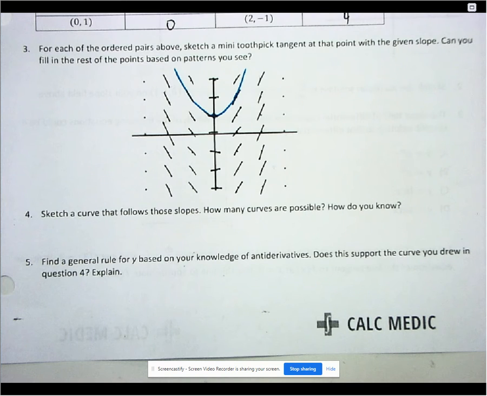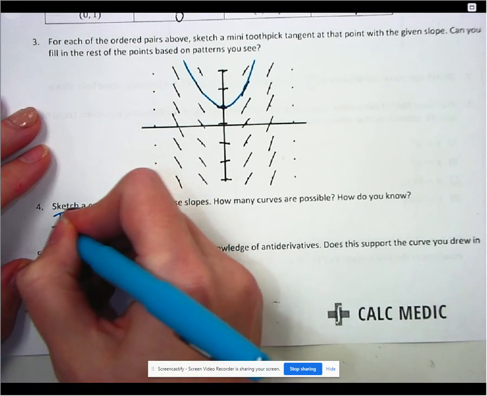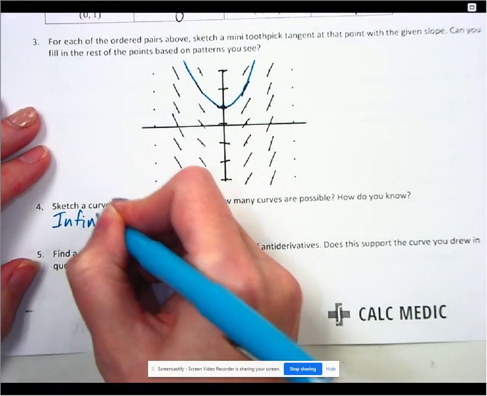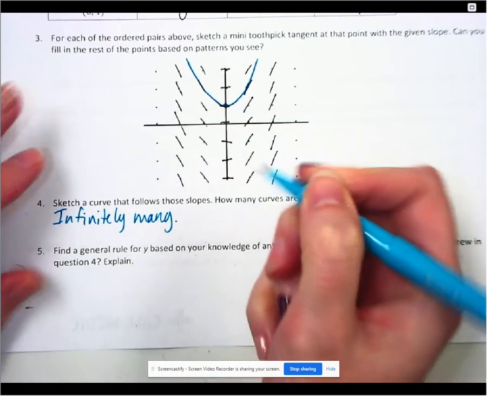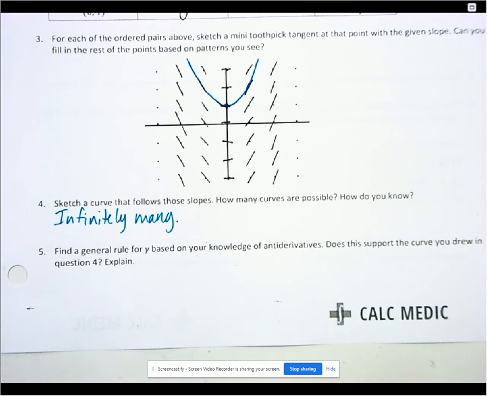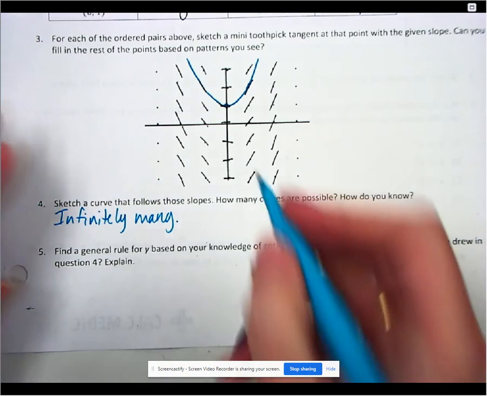The question is, how many curves are possible? And there's actually infinitely many curves, because this same curve can be shifted up or down.